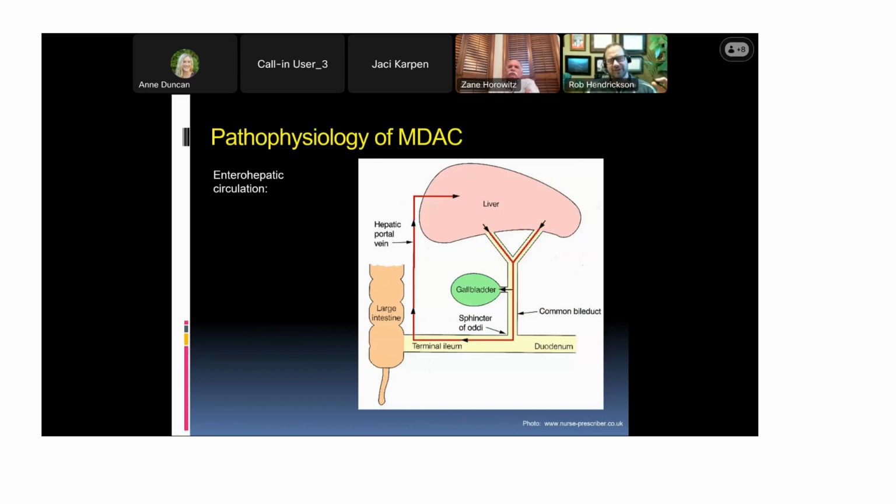But there's this other thing called enterohepatic circulation, which I know you've all heard of, but the drug gets metabolized in the liver or handled in the liver, gets secreted through the bile duct into the duodenum, and then gets reabsorbed in the small bowel.